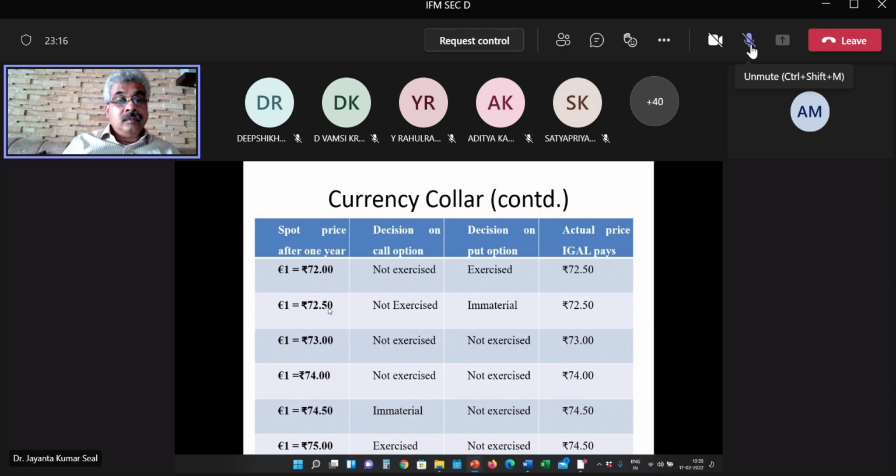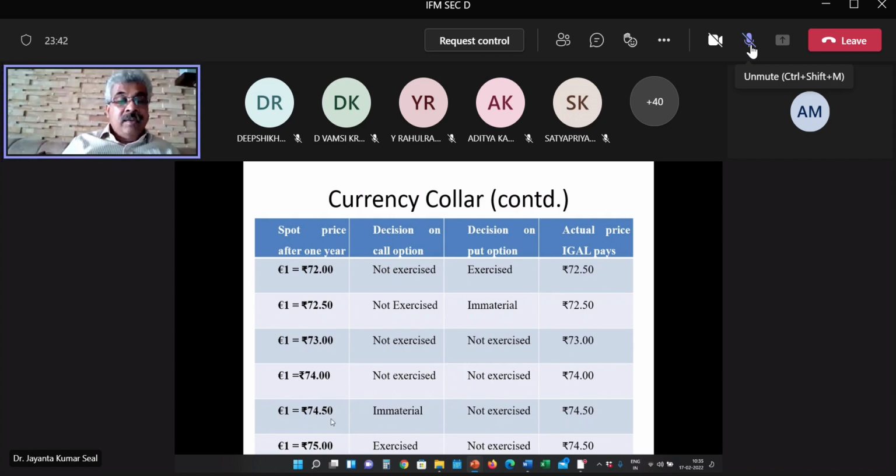Market price is 73. So he will prefer to sell it in the market, not exercise his right. If he does not exercise his right and you also do not exercise, then you have to buy it from the market at the prevailing market price, which is 73. So the actual price Indigo is paying is 73. At 74, same rule. Nobody exercises, so Indigo has to buy from the market at 74.